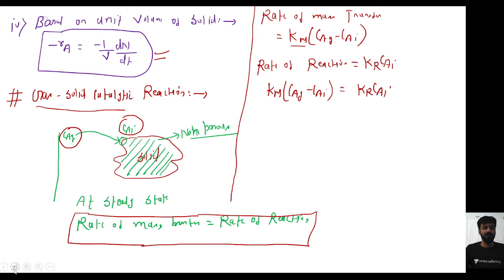Next, we have to calculate the concentration Ci. So can I write here?